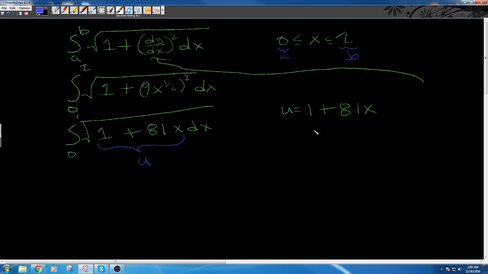That is going to be our u. So then du, which means the derivative of u, is just going to be 81 dx, because it's the derivative. So now we see that du equals 81 dx, or so basically du over 81 equals dx.